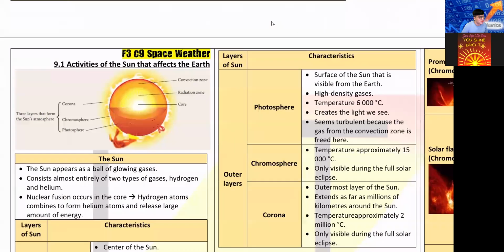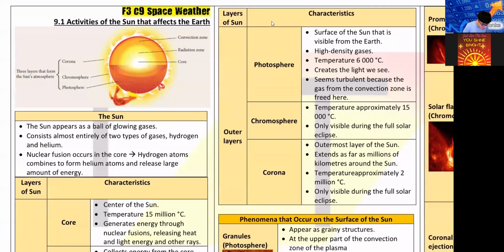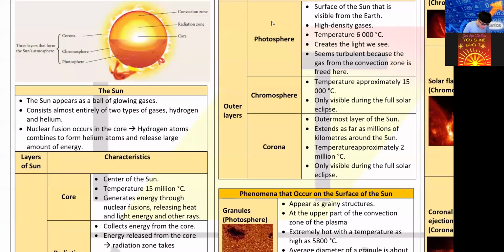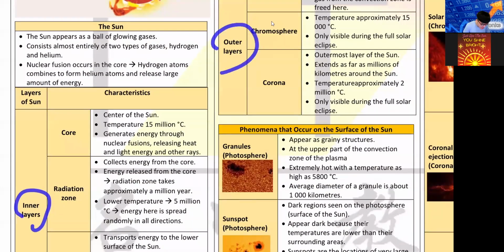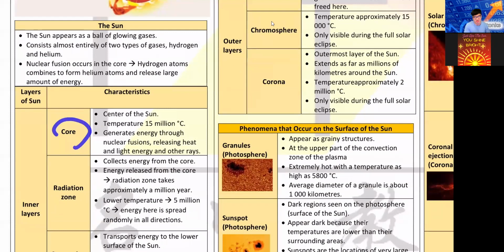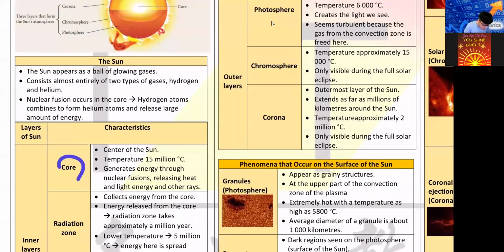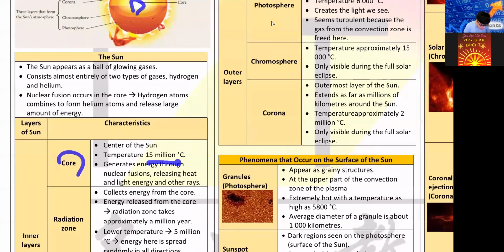Anyway, Form 3, Chapter 9, Space Weather. This is our sun. Our sun has 6 layers. The first 3 layers are the inner layers, and the next 3 layers are the outer layers. First you have your core, which you just learned this year, so it should be pretty fresh to you. The core is in the middle. It's the hottest, like 50 million degrees Celsius.